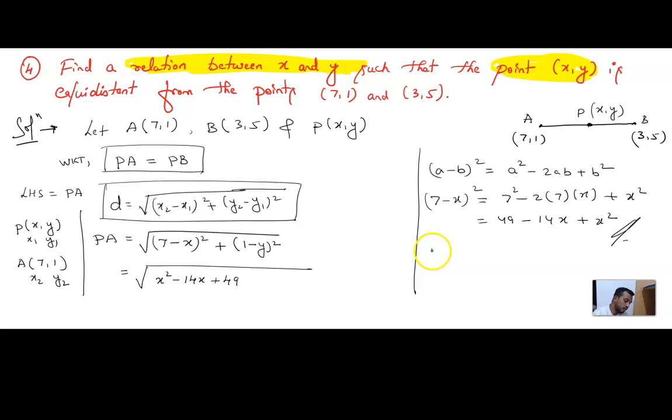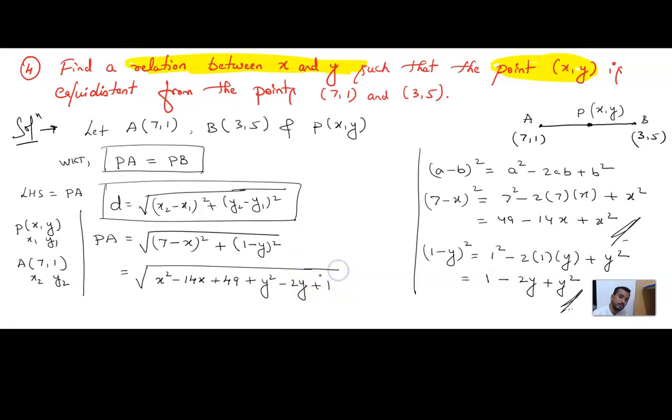Similarly, let me find (1 minus y) whole square. A minus b whole square: a square, that is 1 square, minus 2 into a into b plus b square. Then 1 square is 1, minus 2 ones are 2y, plus y square. So this is the value. Shall we substitute? That is plus y square, second degree, then first degree, that is minus 2y, then plus 1.